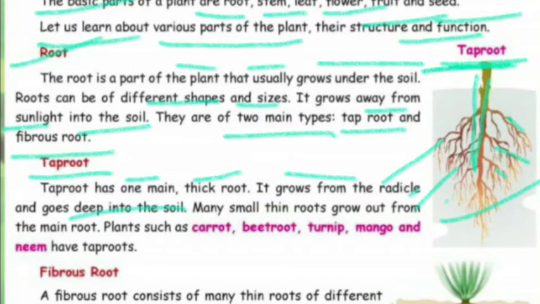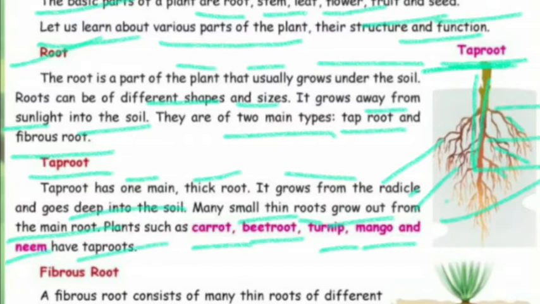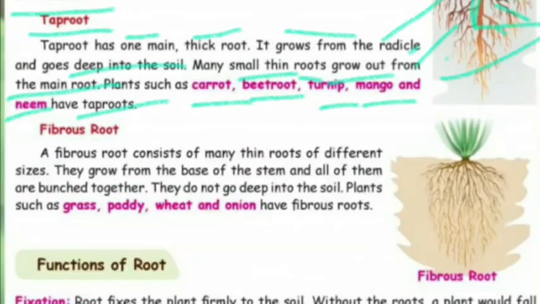Mainly small thin roots grow out from the main root. See, these are the small thin roots that grow from the main root. Plants such as carrot, beetroot, turnip, mango and neem have tap roots. These plants are examples of tap root.